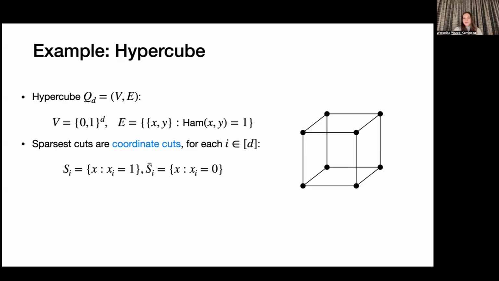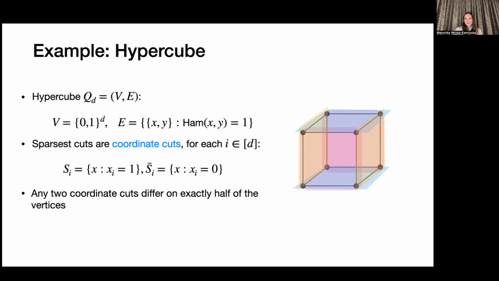Okay, so here in the diagram, one of the coordinate cuts would be the one that puts the vertices in one of the pink sets on one side and the vertices in the other pink set on the other side. Or the blue partitioning would be a different coordinate cut. And then finally, the last coordinate cut would be this orange partitioning. And note that the coordinate cuts are maximally intersecting or maximally overlapping. In the sense that if I take any 2 coordinate cuts, then the symmetric difference of them is going to be exactly half of the vertices.